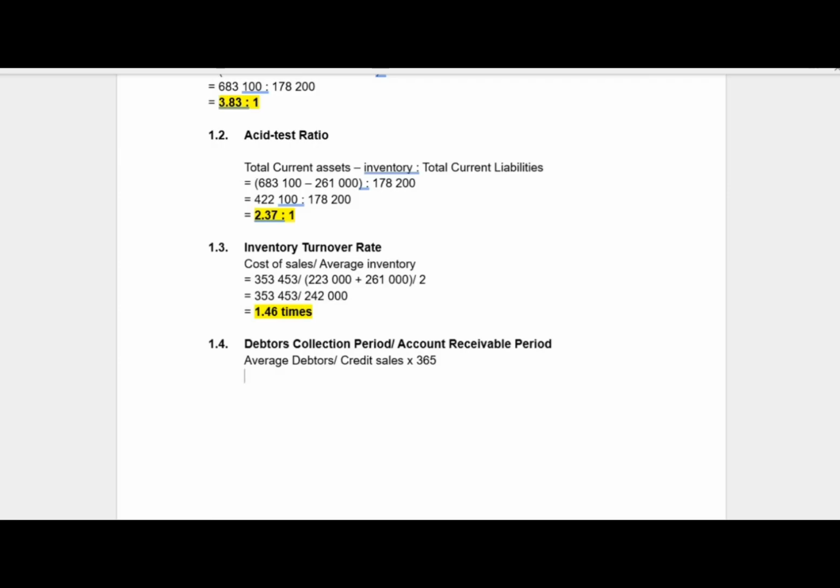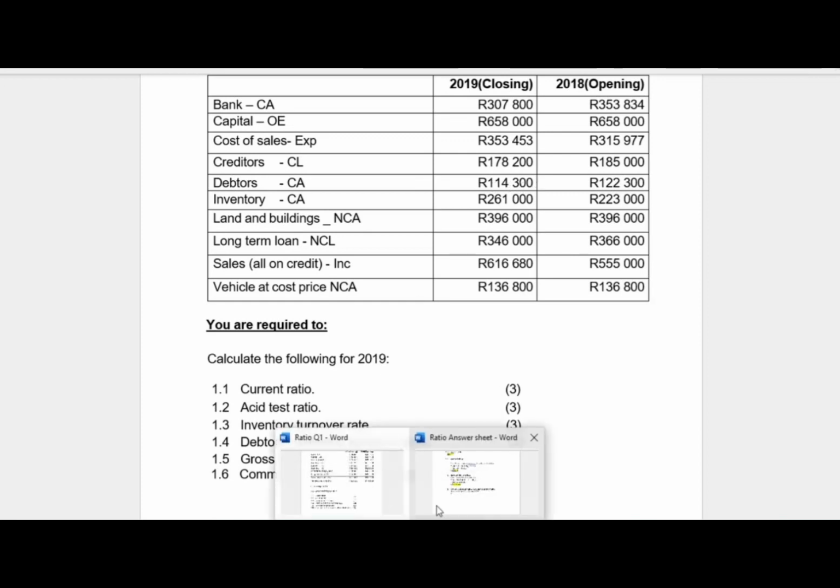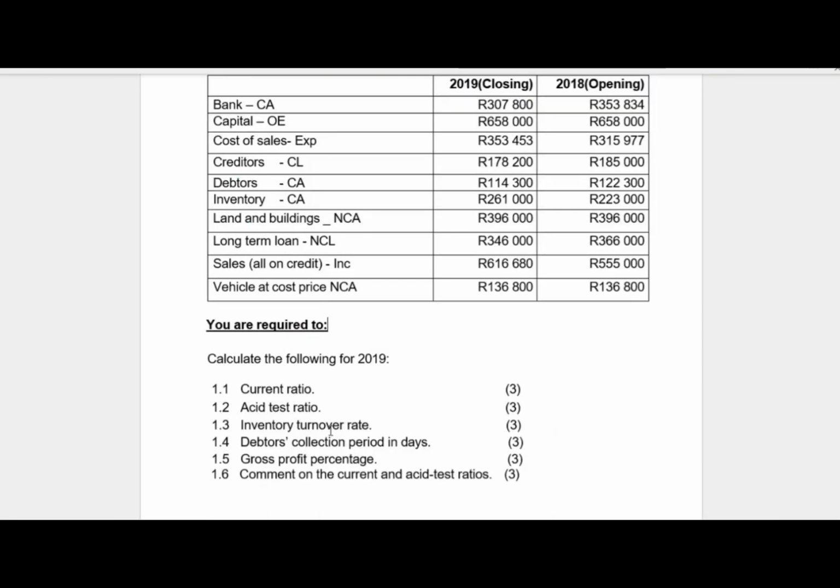Now, how do we calculate the average debtors, or the average accounts receivable? It is equal to, you open brackets. Remember, you need to get the average debtors first. We check the debtors from the previous year and the current year. The previous year debtors is 122,300 and the current one is 114,300. So you say 114,300 plus the previous year's data, which is 122,300.